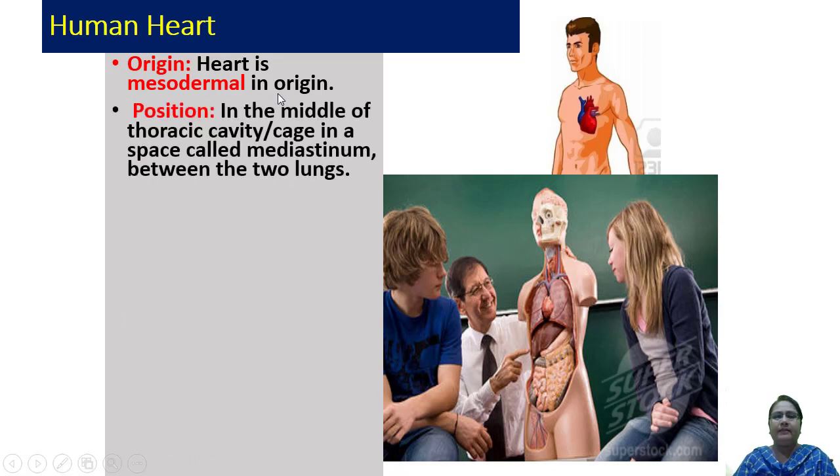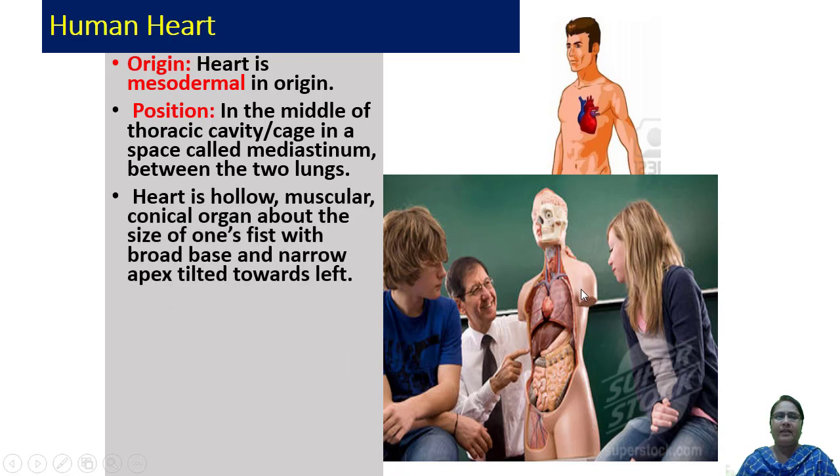Okay. Then we shall see the second one, position of the heart. It is in the middle of the thoracic cavity. Can you see? This is the thoracic cage. It is for this space. In a space, it is called the mediastinum, between the two lungs. So these are the lungs, and in the middle the heart is present.